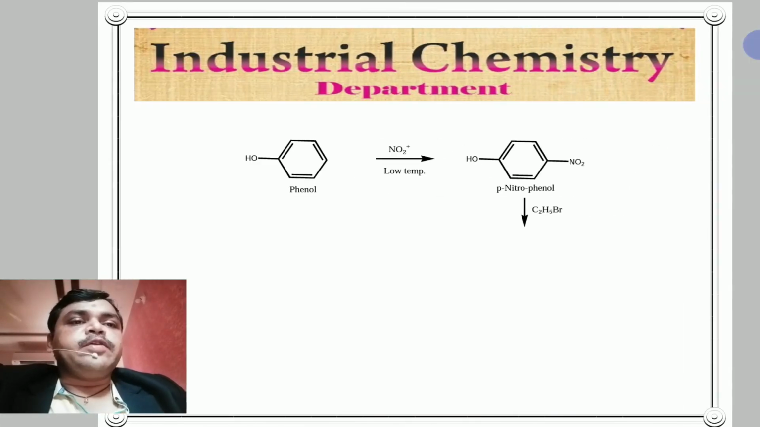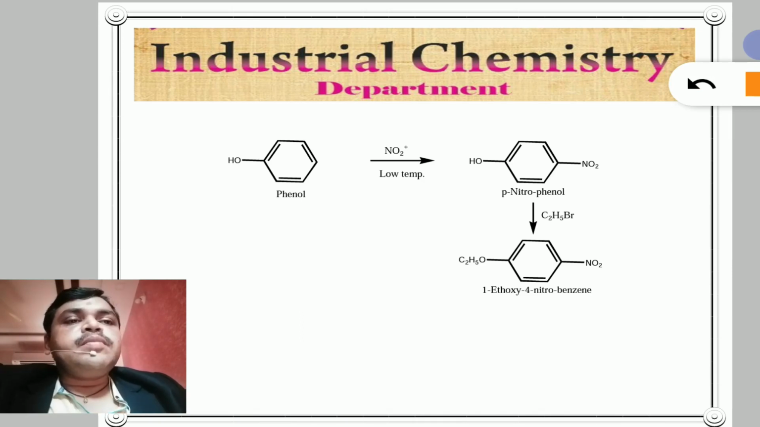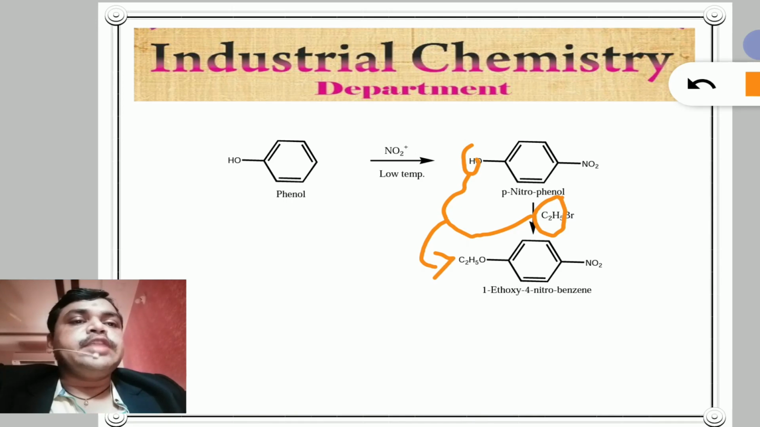Now, para-nitrophenol is treated with bromoethane, C2H5Br. In this reaction, we get 1-ethoxy-4-nitrobenzene. From bromoethane, the C2H5 group is introduced, replacing hydrogen. So we get 1-ethoxy 4-nitrobenzene.